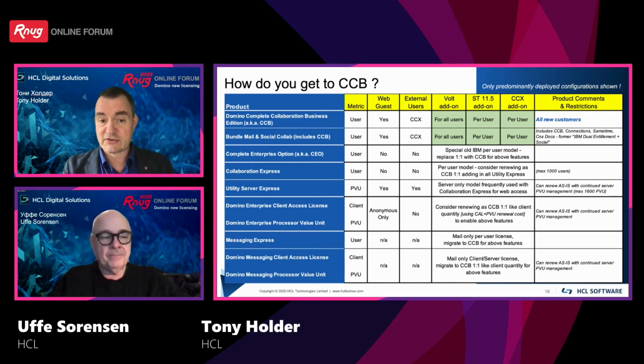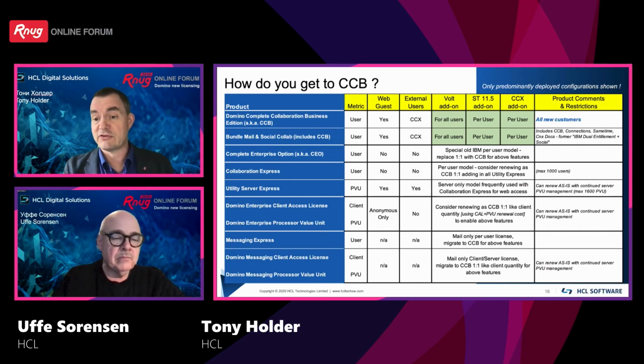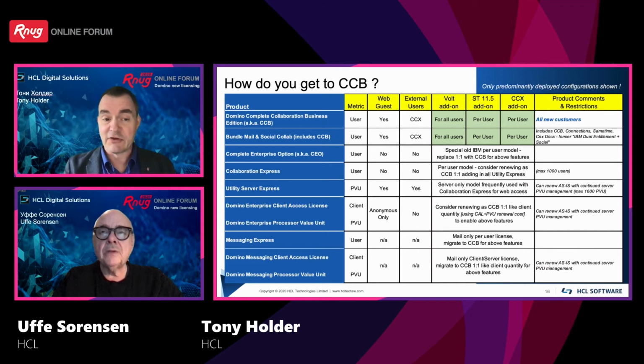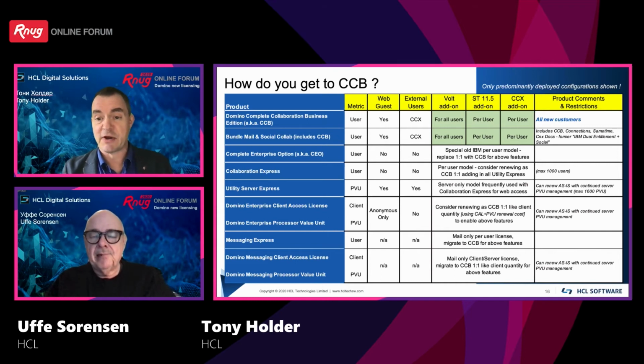Collaboration Express, in the same scenario, we can move you to CCB. Collaboration Express has a max of 1,000 users as to be on the Express licensing, and that will go away if you move to CCB. And again, we'll do that... running Utility Express. Once we understand how the users are being used in the Utility Express, we'll manage that migration of users across appropriately. So Utility Server Express, you can renew it as is.